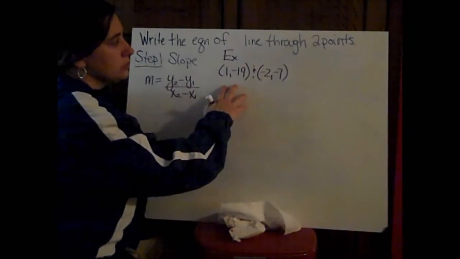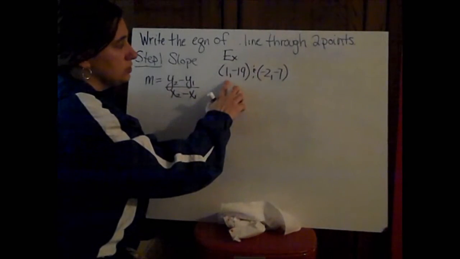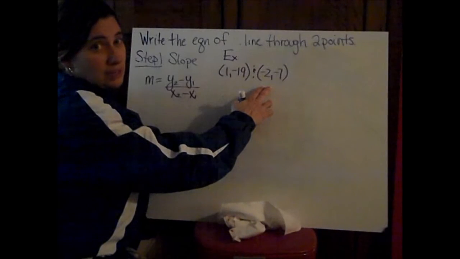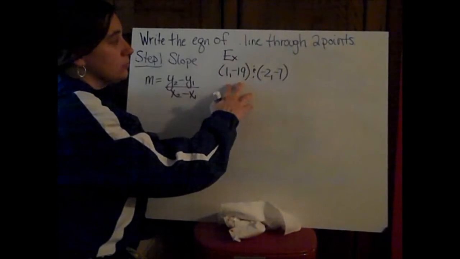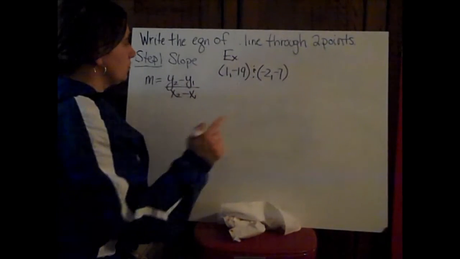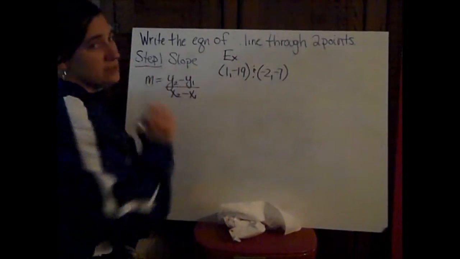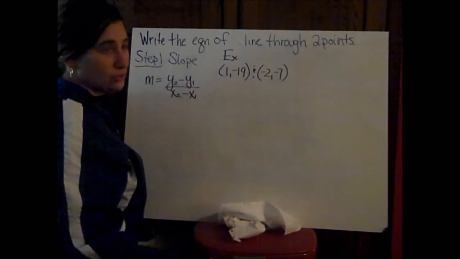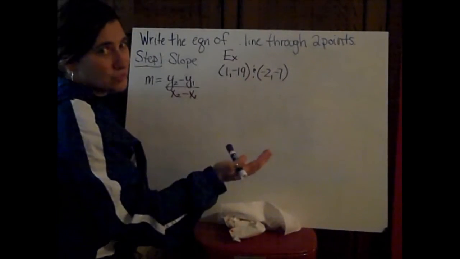The example we're doing is on your worksheet. We're going to do the example that has 1, -19, -2, -7. And we need to write the equation of the line that actually goes through those 2 points. So the first thing we're going to do is step 1 is slope. Sometimes they'll give you the slope, sometimes you have to figure it out. In this case, I have to find the slope.